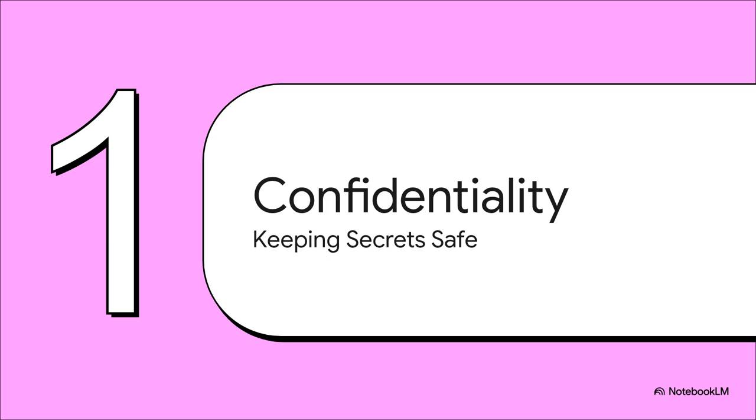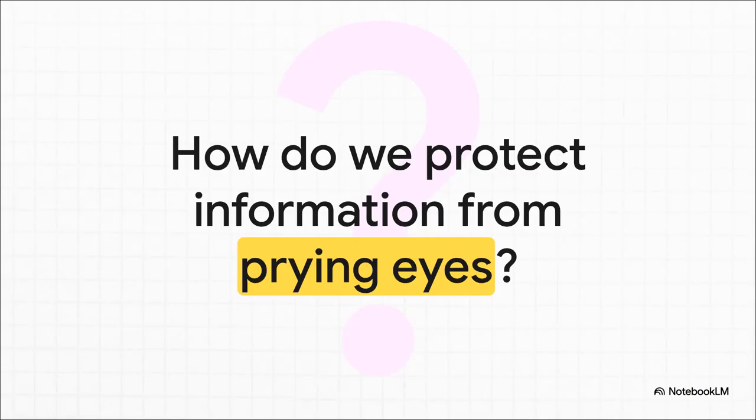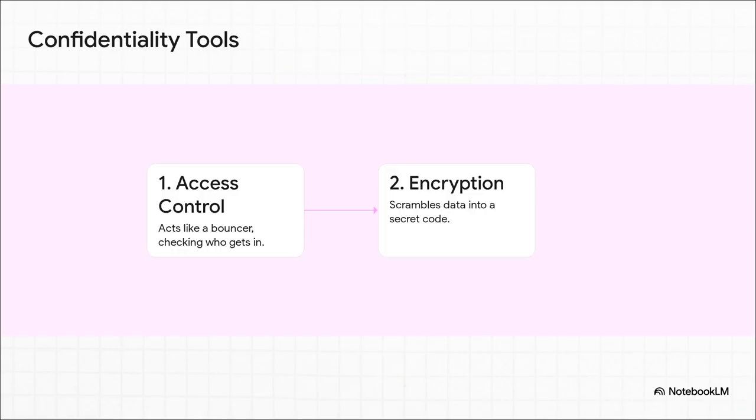Okay, let's kick things off with that first pillar, confidentiality. This is really all about privacy. It's the principle that sensitive information should be kept secret and never, ever be seen by unauthorized people. So what's the big problem that confidentiality is trying to solve? It's simple, really. How do we make absolutely sure that only the right people can see the right information? It's all about stopping data from falling into the wrong hands. We usually pull this off in two main ways.